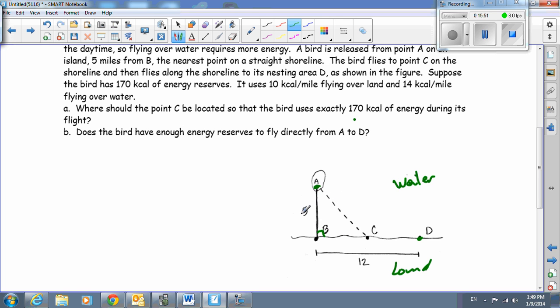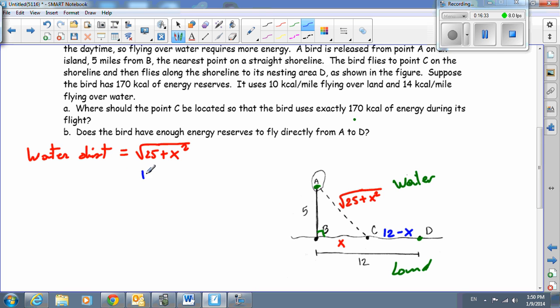Let's start by knowing that this is right. So we know that this is 5, and let's call this little portion x. Using the Pythagorean theorem, this is the square root of 25 plus x squared. So the water distance is equal to square root of 25 plus x squared. Let's do the same thing now for the land. If B to D is 12, it means that from C to D will be 12 minus x. So I have 12 minus x as the land distance.